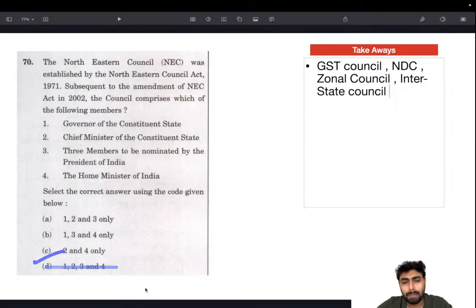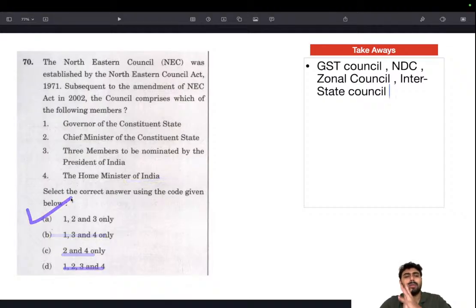But this was wrong, because the Home Minister is only an ex officio chairman. That means the council doesn't comprise him or her, the Home Minister, but they act as the chairman by virtue of their position as Home Minister. They are not directly part of this, nor included in this, but they become the chairman by virtue of their position. So actually having that particular knowledge is very much required in this question. Eliminating that would give you the answer right away.